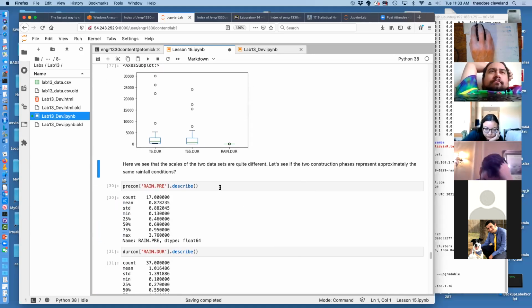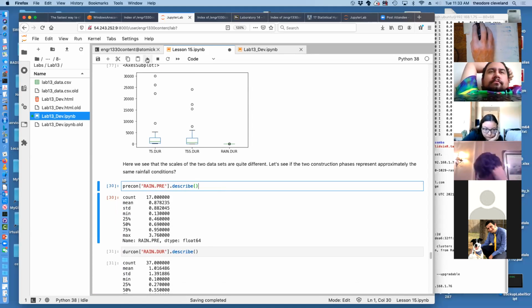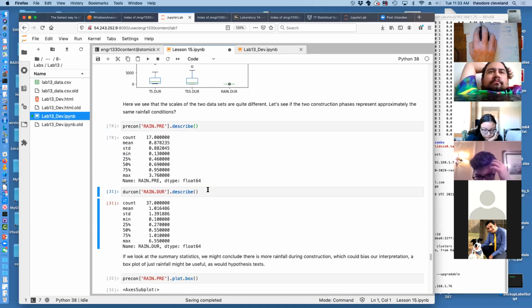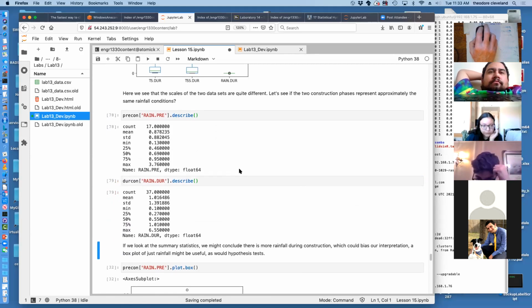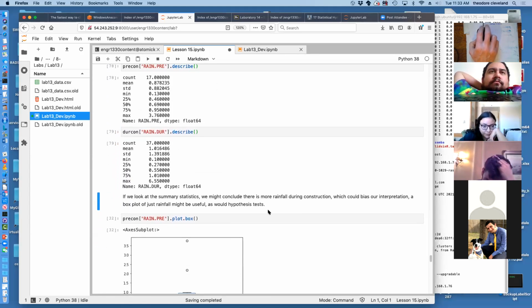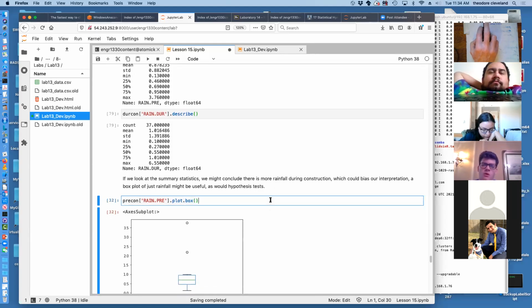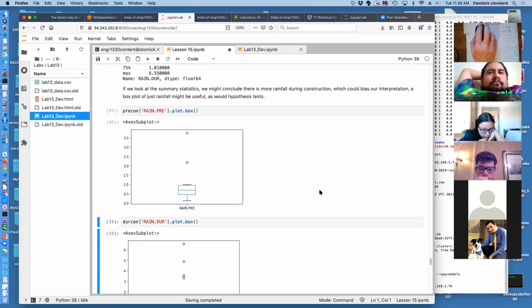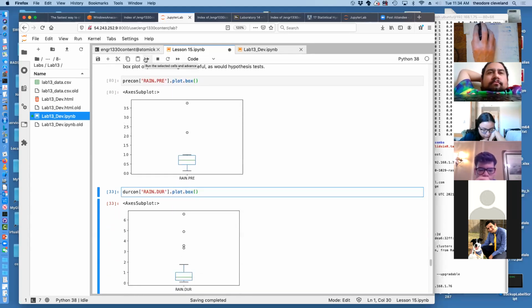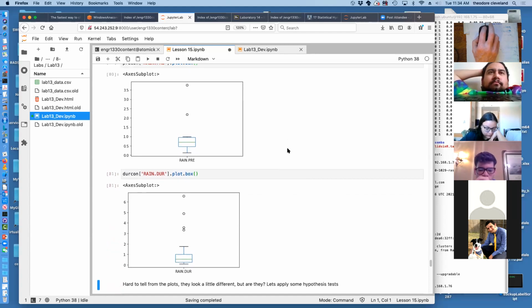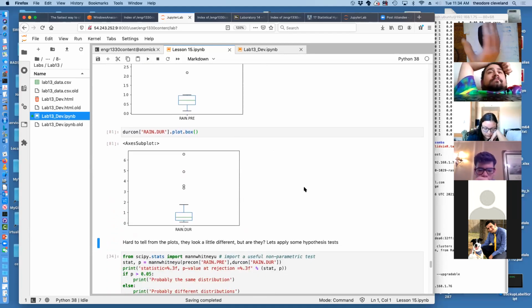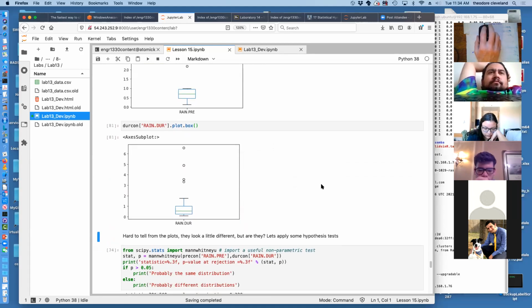Let's see if the two construction phases represent the same rainfall conditions. So we describe the rainfall, pre-construction, during construction, and if we look at the summary statistics, we might conclude there's more rainfall during construction, which could bias our interpretation. So a plot of just rainfall itself might be useful. If we do just the rainfall plots, we lose the axis difference in a big way. And it's hard to tell from the plots. They certainly look different, but are they?